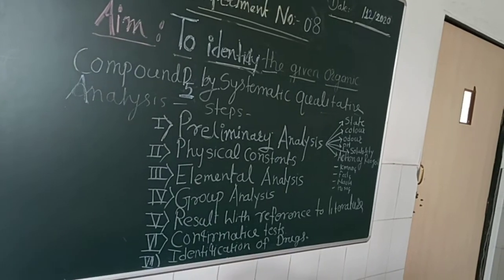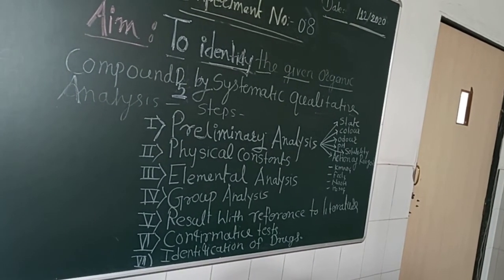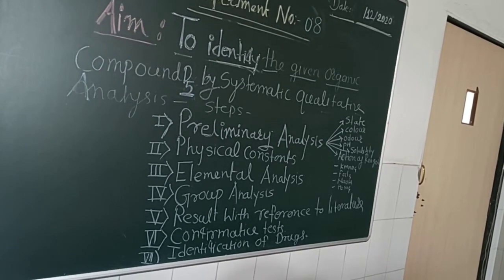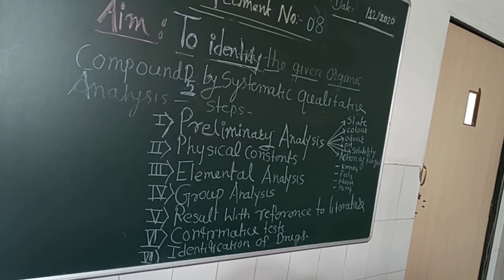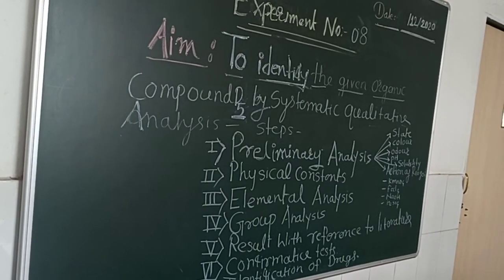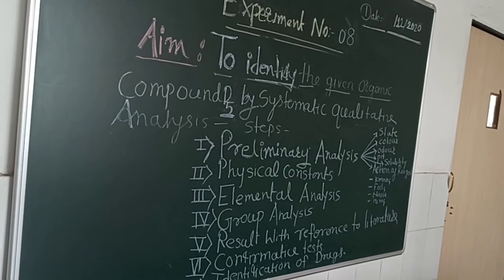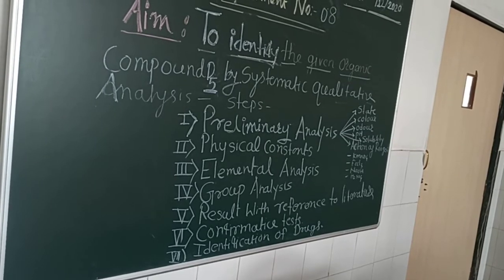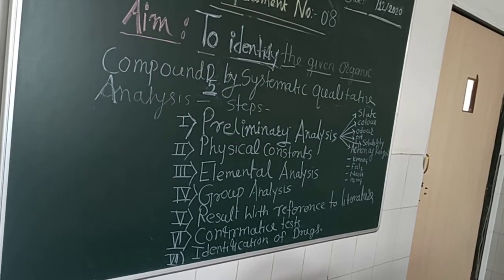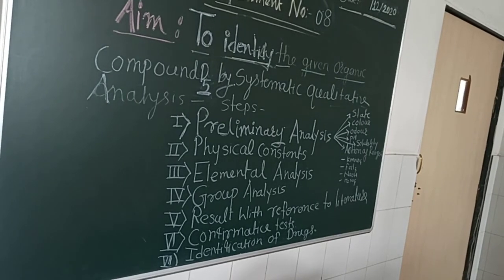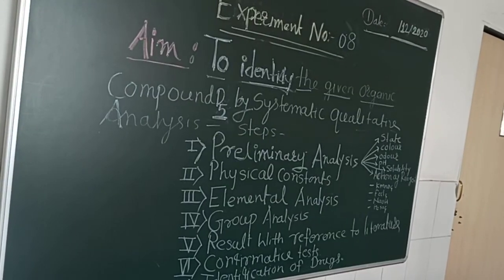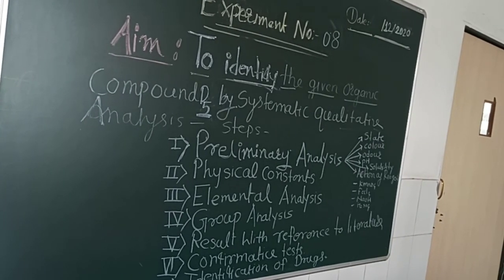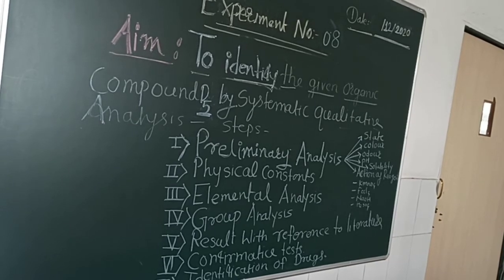So see the next step, that is determination of physical constant. It is a solid compound, so we have to determine its melting point. You know the procedure for determining melting point by using Thiele's tube. The melting point of today's unknown compound D5 was found to be 130 degrees Celsius. Now see the third step, that is elemental analysis. For this, you know that you have to perform the sodium fusion test. For this, you have to prepare the Lassaigne extract. Now see how to prepare it and how to determine different elements.